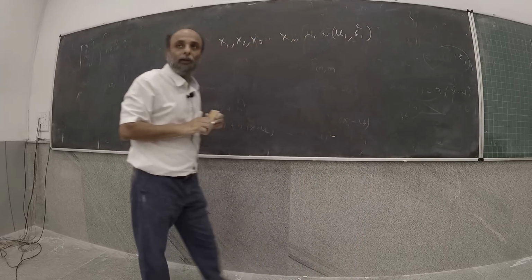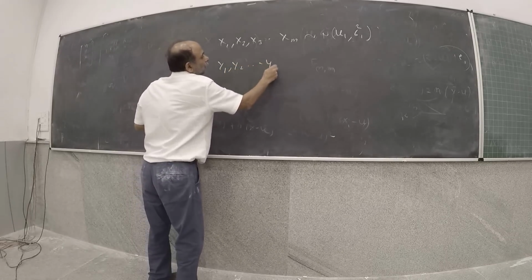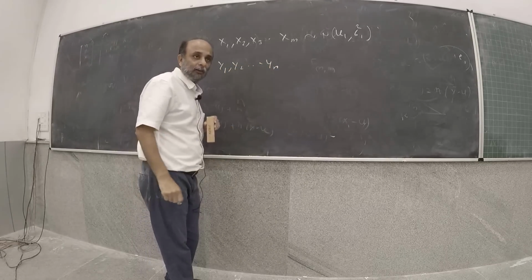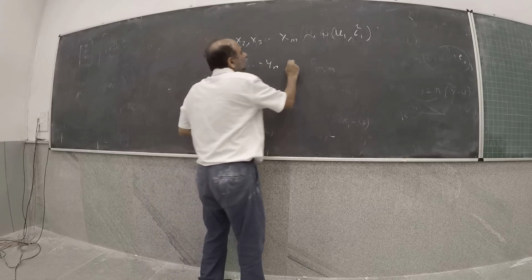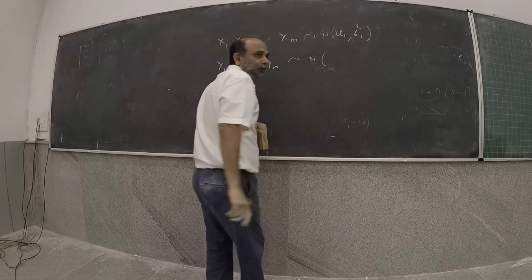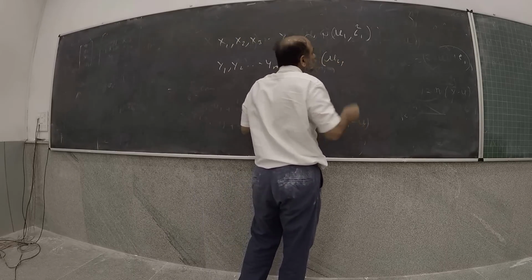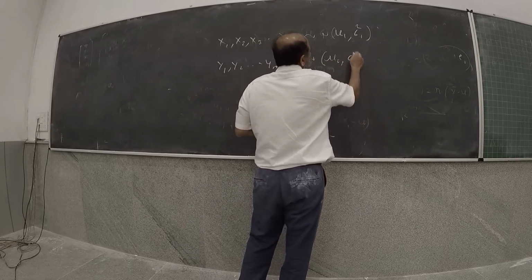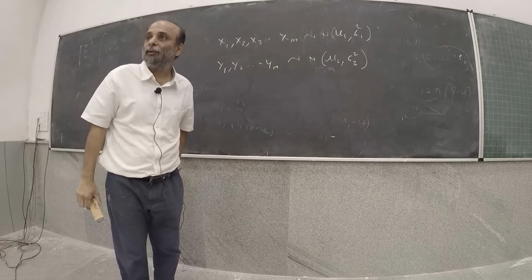Suppose you have y1, y2, ..., yn, all independent and identically distributed samples coming from a normal distribution with say some mean mu2 and variance sigma 2 square.